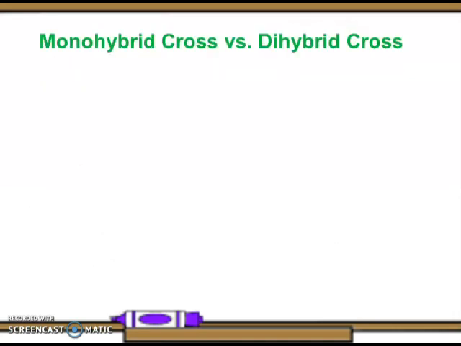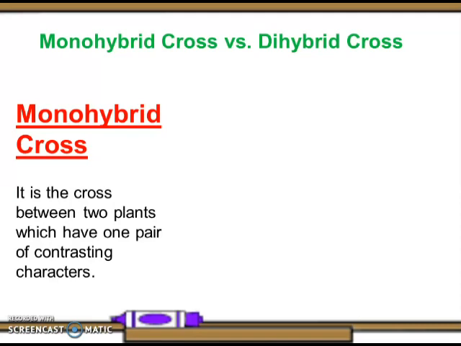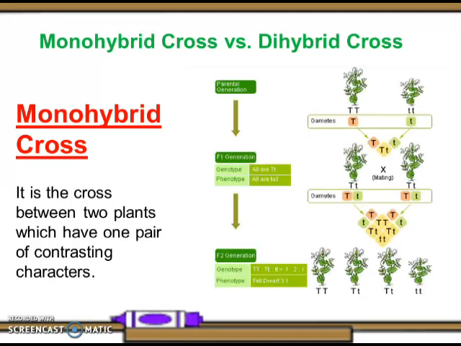This time, let's look at the difference between the monohybrid cross and the dihybrid cross. Monohybrid cross is the cross between two plants which have one pair of contrasting characters. For example, a cross between a tall pea plant and a short plant. The following diagram explains this in detail. In the first generation, or F1, the progeny were tall. There was no medium height plant.